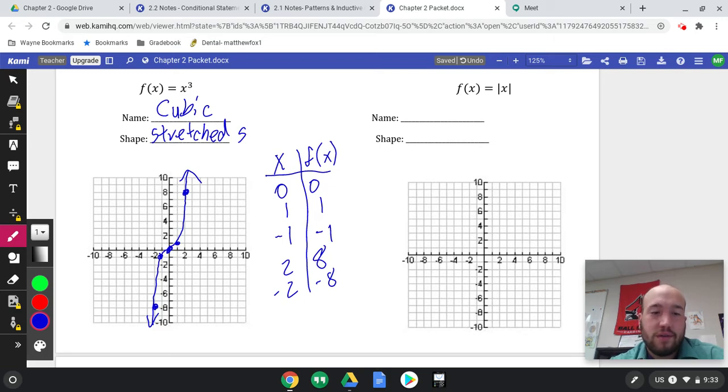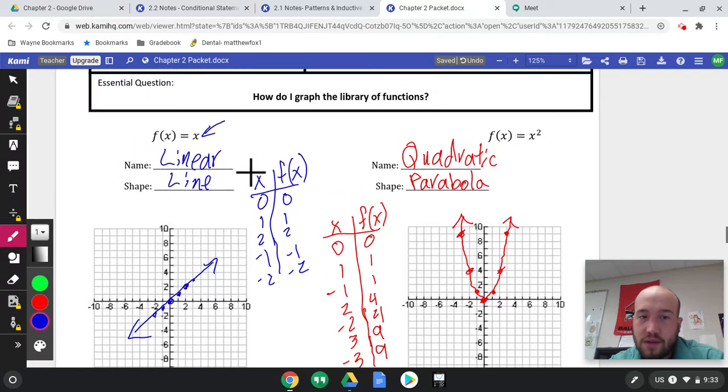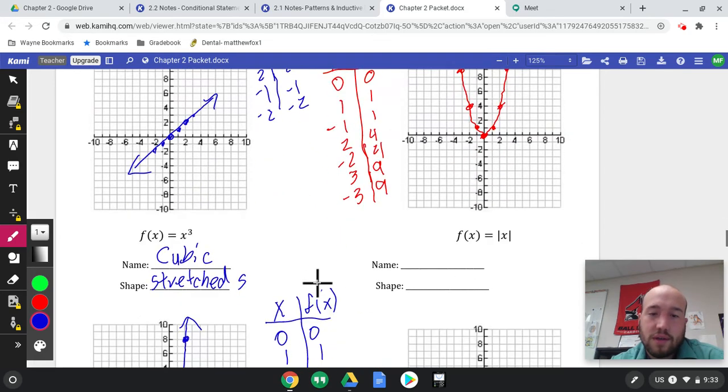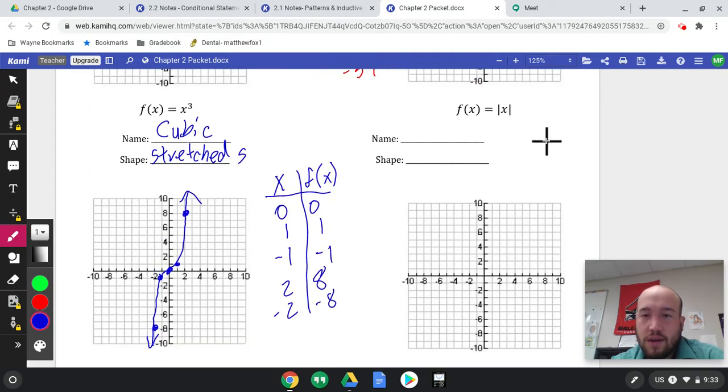Now, hopefully you notice it was an odd function, so it's symmetric over the origin. That is the case also on this one, it's not an odd function. This one is an even function, so it's symmetric over the y-axis. The first one was an odd function, symmetric on the origin. Now this next one, we have the absolute value.